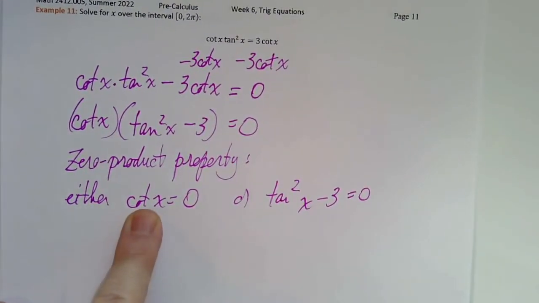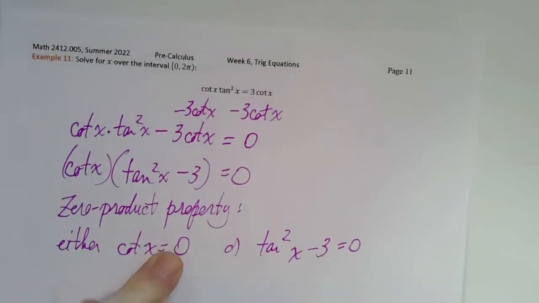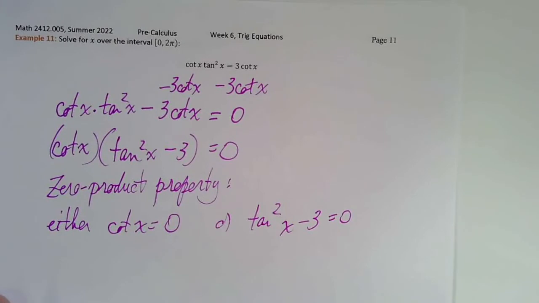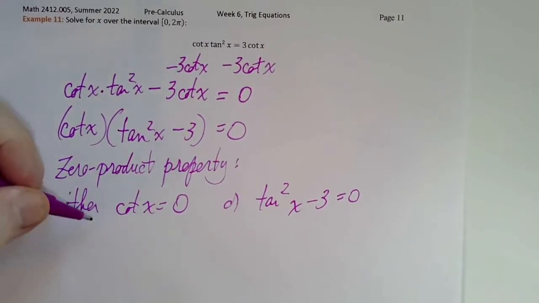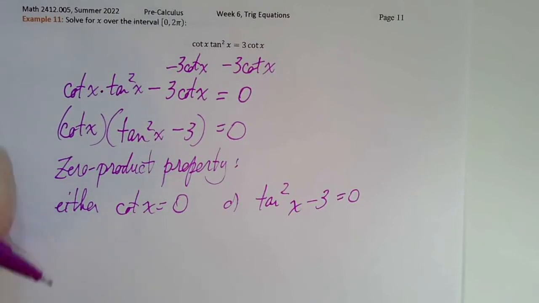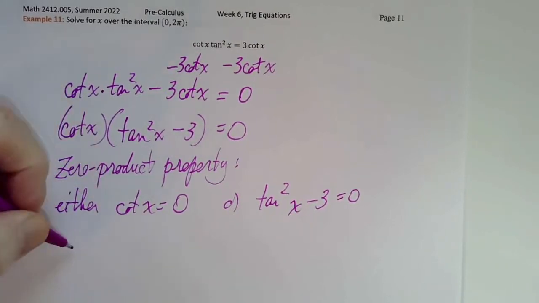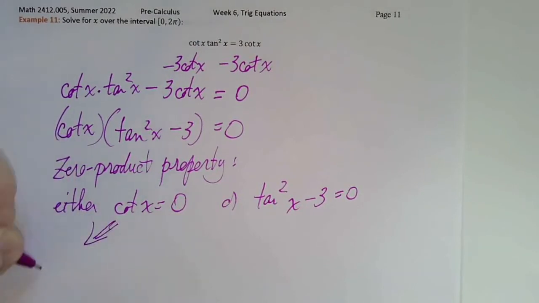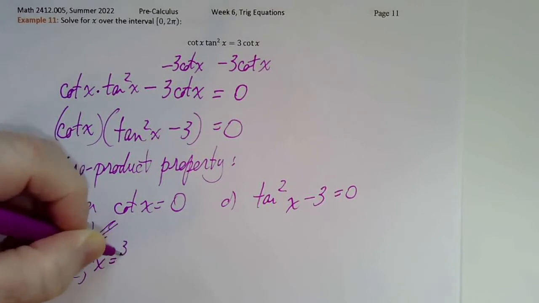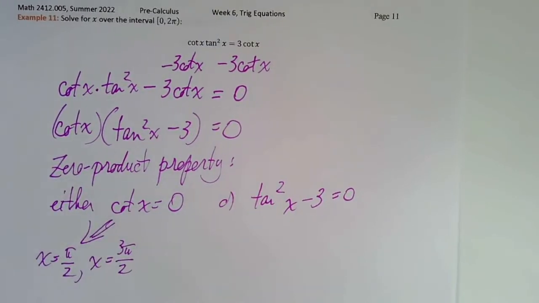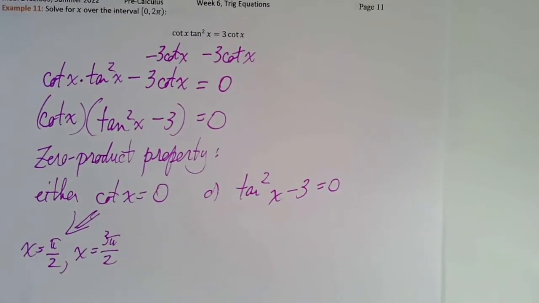Well, cotangent, where is cotangent equal to 0 on the interval 0 to 2 pi? I know that cotangent is going to be 0 whenever the cosine is 0, and cosine is 0 at pi over 2 and at 3 pi over 2. So here I'm going to get x is equal to pi over 2, or x is equal to 3 pi over 2. So that equation is done.